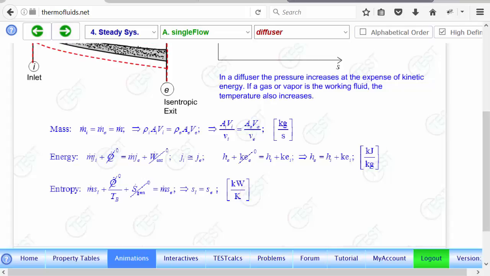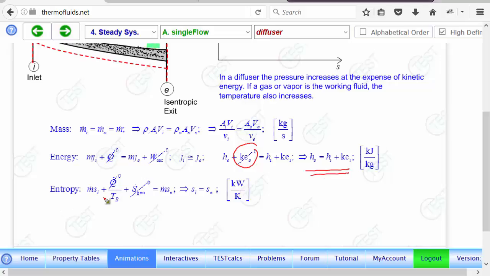So let's see if we can figure out the mass, energy, and entropy equations for an adiabatic diffuser. Again, the mass equation is exactly the same for any single flow device. Same energy equation, except we can simplify. There is no heat transfer and no work transfer. Therefore, the J's are equal. And notice in the case of a diffuser, we can neglect the exit kinetic energy, simplifying things. Therefore, we can get an expression from here, relating the enthalpies at the inlet and exit.